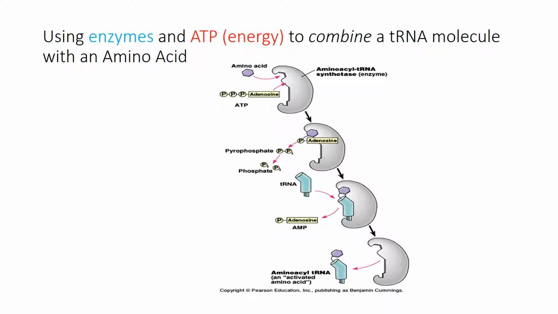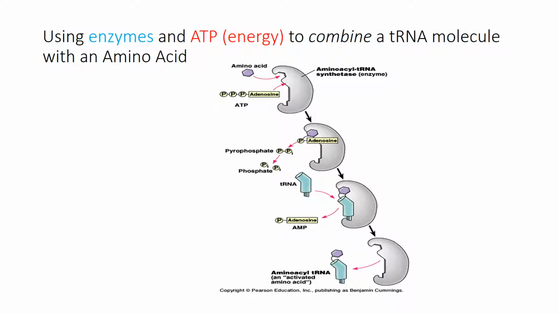Well, once the transfer RNA delivers its amino acid to the ribosome, it exits the ribosome, and then it's going to go back into the cytoplasm and get another amino acid. But it does this using special enzymes. Aminoacyl transfer RNA synthetase is the name of the enzyme. You don't need to know that.